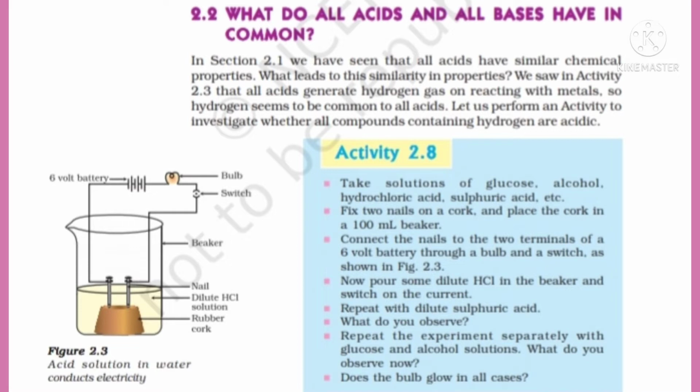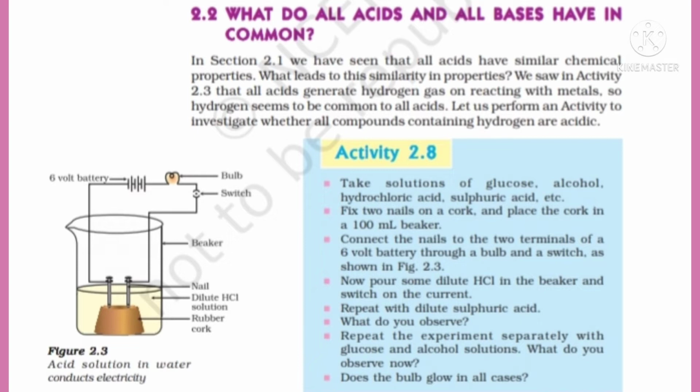Here you are going to take acid solution in water. That means acid with water in a container. And place 2 nails on the cork like this. Now connect 2 nails to the battery with the help of copper wire. In between the circuit, you are going to connect a bulb. Now battery is on. What do you observe?